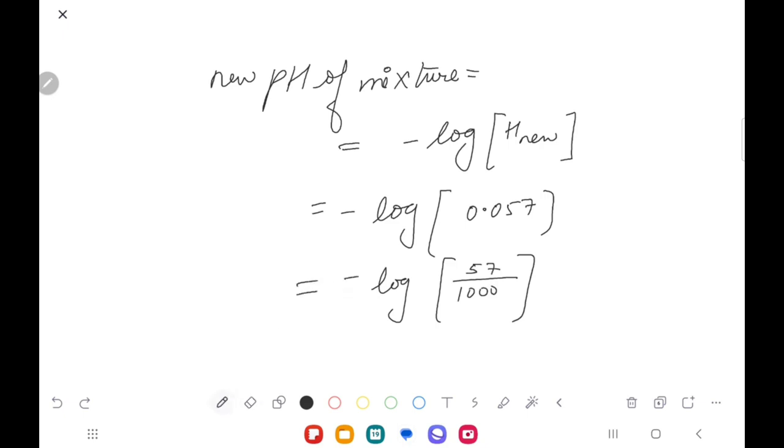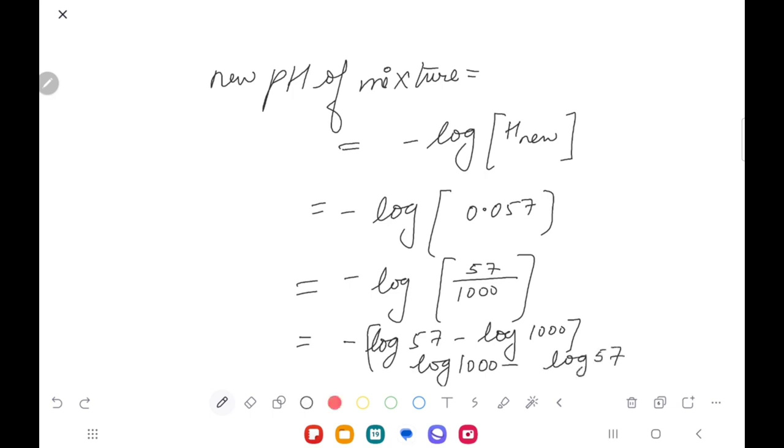Yes or no? Yes. So that is going to become what? Minus times log of 57 minus log of 1000. And minus, you bring down inside, that becomes log 1000 minus log 57.